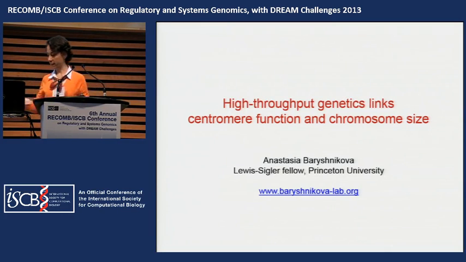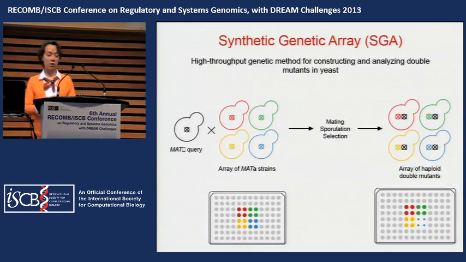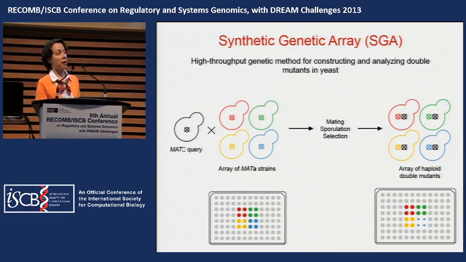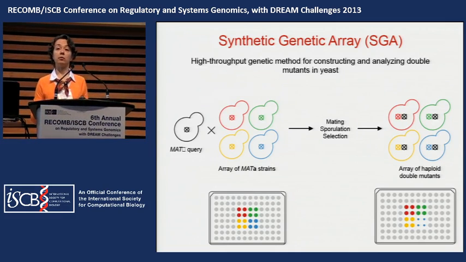Many of you know that Toronto is a major center for high-throughput genetics, in particular in yeast. In Charlie Boone's lab and Brenda Andrews' lab, a few years ago, the synthetic genetic array technology was developed. It's a high-throughput genetic method for constructing and analyzing double mutants in yeast.